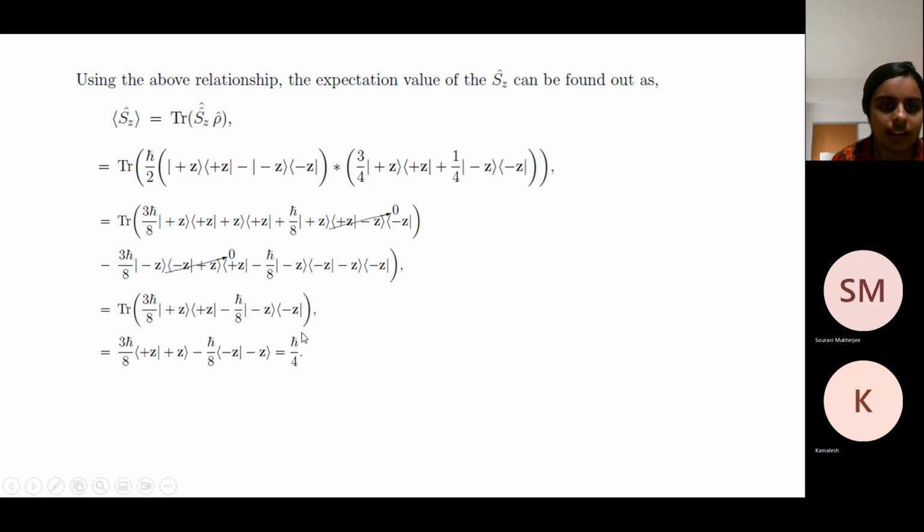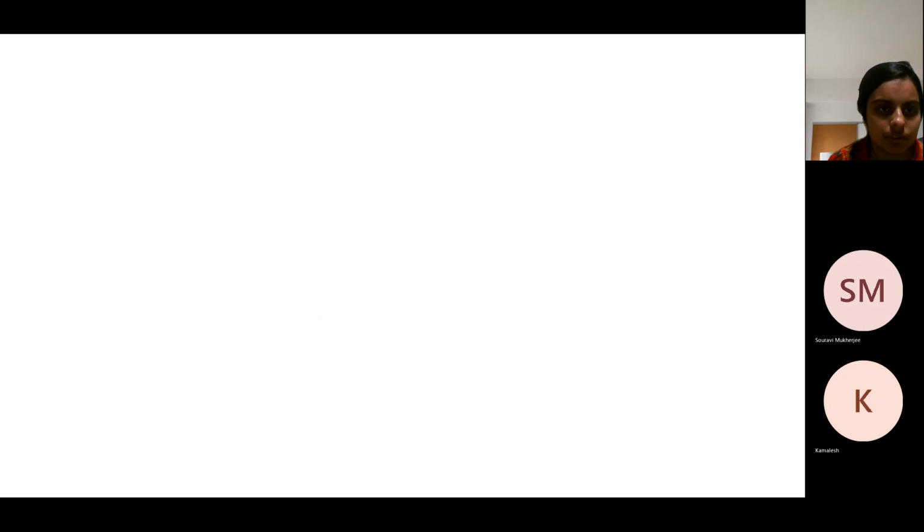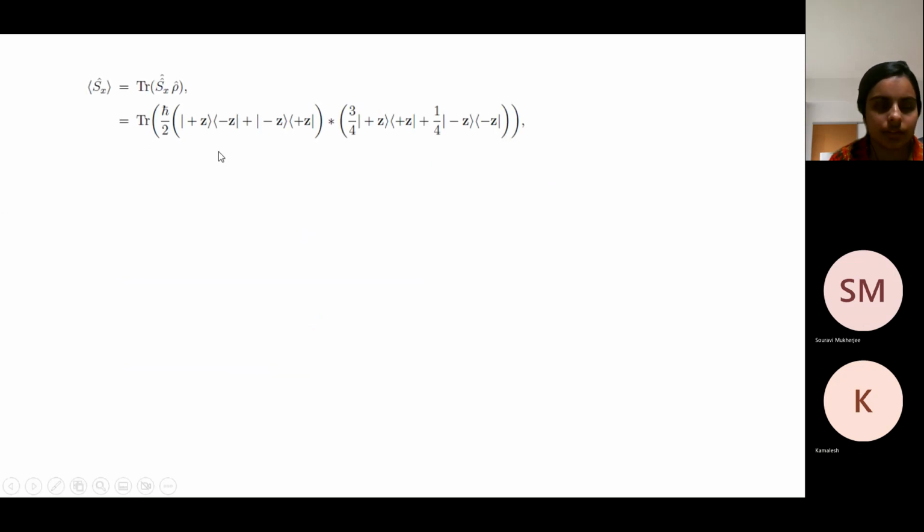Right, so this is the same as what they have done. They directly multiplied the matrices. I think you did it by multiplying the matrices, and they have written it in terms of outer products, so both are exactly fine. So this is your expectation value of Sz. Similarly, you can find the expectation value of Sx or Sy, right? Yes, ma'am.